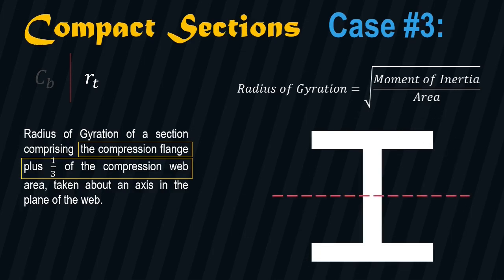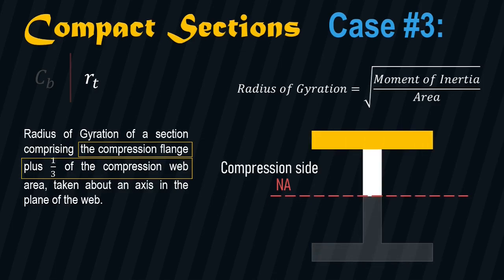To do this, we'll draw the neutral axis. And on the upper portion, we have the compression side, and on the lower portion, we have the tension side. On the compression side, we have the compression flange and the compression web. But since we are only considering one-third of the compression web, it would be this area, where this distance is one-third of this distance. The highlighted portion of the section is the one we are going to use to find the value of RT.